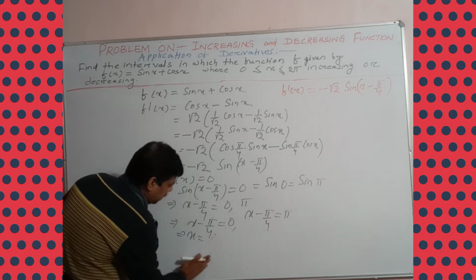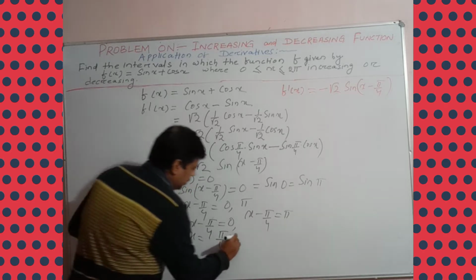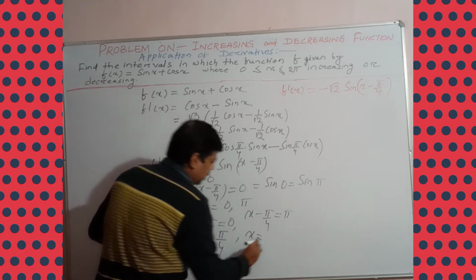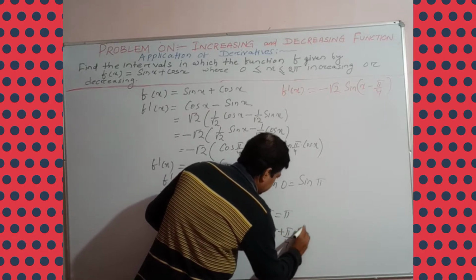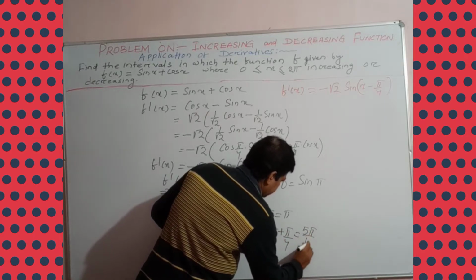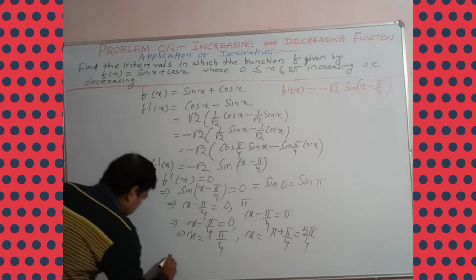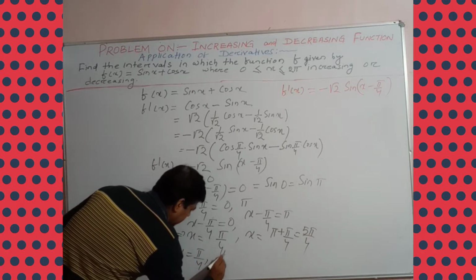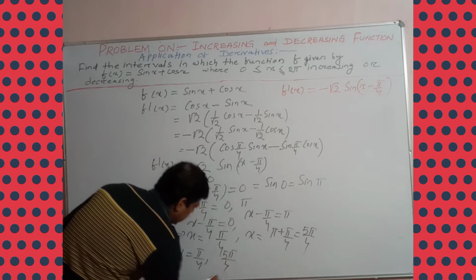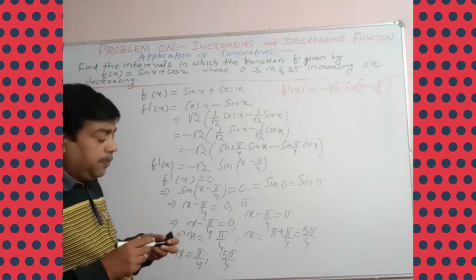x is equal to pi by 4, and x is equal to pi plus pi by 4, which is 5 pi by 4. So we got the points x is equal to pi by 4 and x is equal to 5 pi by 4. Thus we got x is equal to pi by 4 and 5 pi by 4.